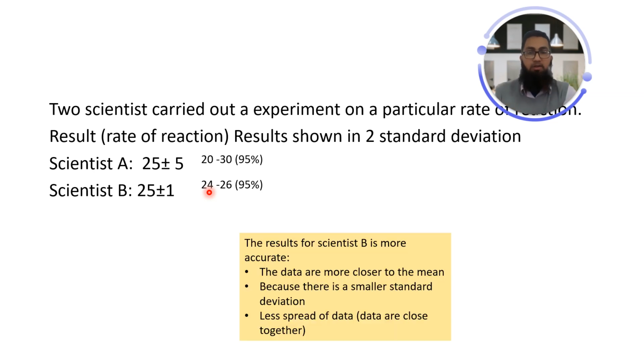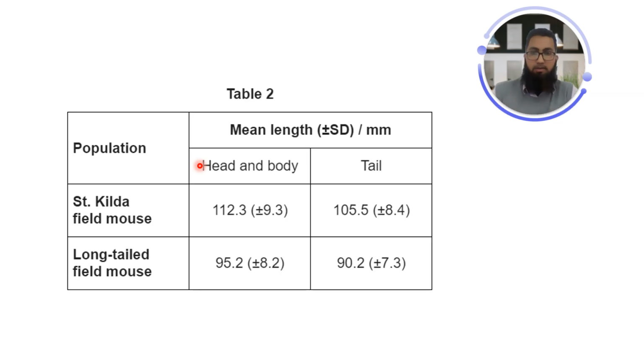So therefore, I want to say scientist B data is more accurate because the data are closer to the mean, the data is less spread because there is a smaller standard deviation. Now this is the main outcome that you need to learn for your exam. Okay, that's part A of standard deviation in the exam.